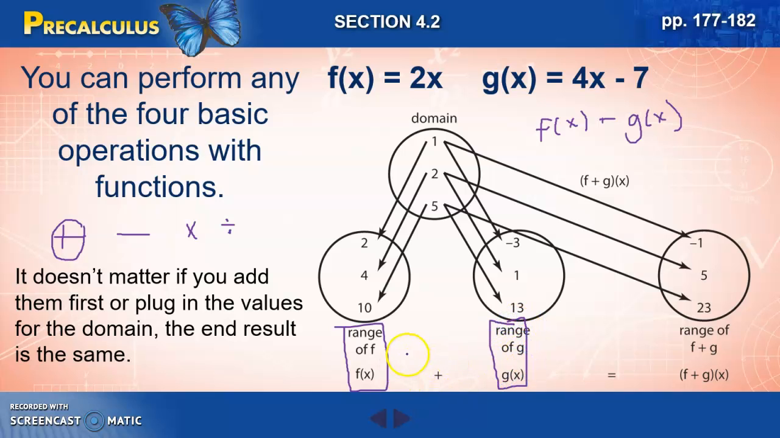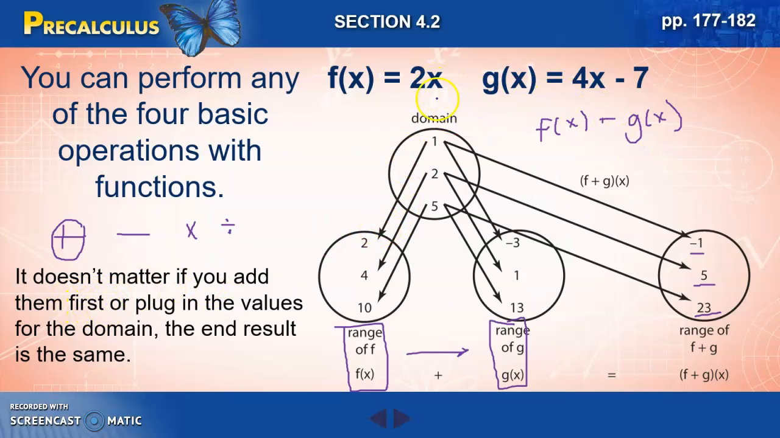And then I'm going to add those two things together. Add all those numbers together. 2 and negative 3, I get negative 1. 4 and 1, I get 5. And 10 and 13, I get 23. So my range of f plus g is negative 1, 5, and 3. So again, it doesn't matter if I add them first.